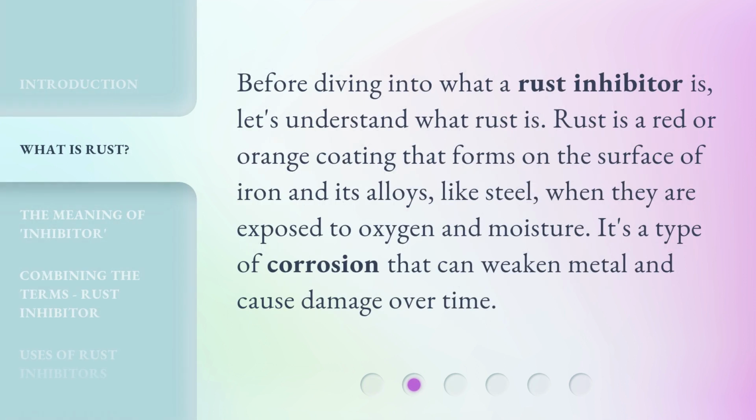Before diving into what a rust inhibitor is, let's understand what rust is. Rust is a red or orange coating that forms on the surface of iron and its alloys, like steel, when they are exposed to oxygen and moisture. It's a type of corrosion that can weaken metal and cause damage over time.